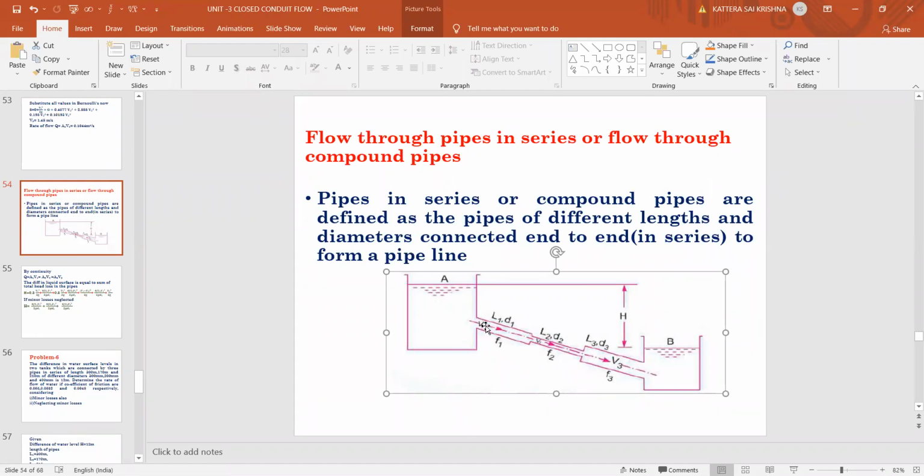So major losses, if you can see, in the first pipe, one friction loss will be there. In the second section, one frictional loss will be there. And in the third section, one frictional loss will be there. So 3 frictional losses, 1 inlet loss, 1 sudden contraction loss, 1 expansion loss, and 1 at the exit loss. So 4 minor losses and 3 major losses are available in this setup.